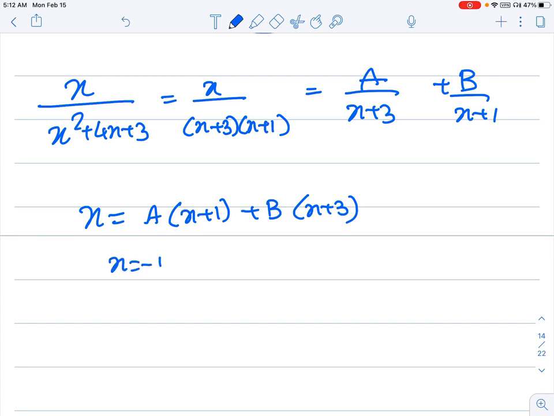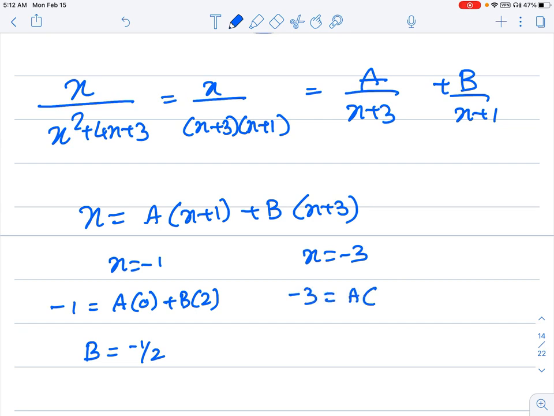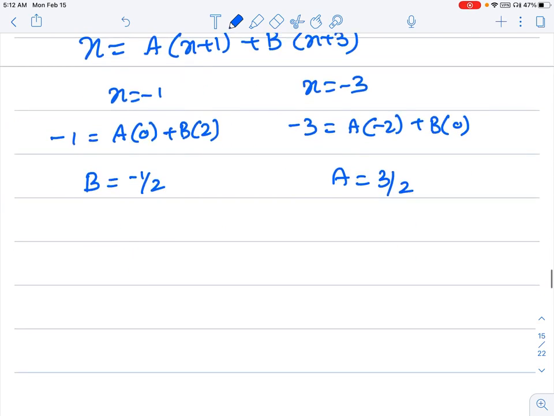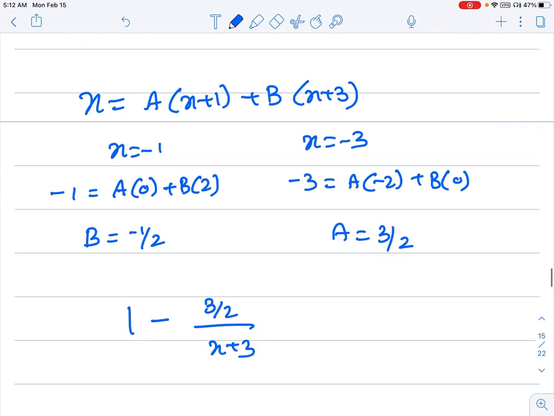So let x is equal to minus 1. A times 0 plus b times 2, b is equal to minus 1 by 2. x is equal to minus 3, so minus 3 is equal to a times minus 2 plus b times 0. So a is equal to 3 by 2. So my total partial fractions will become 1 minus, a value is 3 upon 2 by x plus 3, then minus of minus plus 1 upon 2 by x plus 1. So that is the final answer.